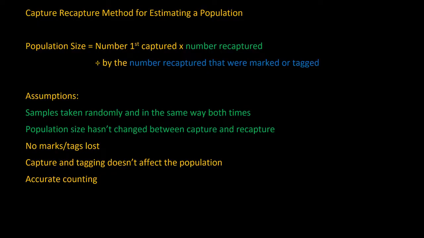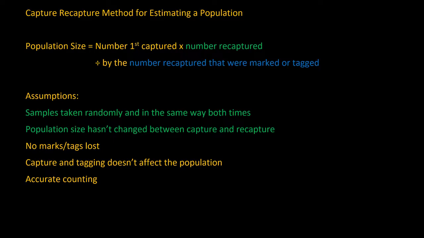The recapture method is used to estimate a population when it's impossible to actually count the entire population. There is a formula, so that's one way you can use it. The population size is equal to the number first captured in the first sample times the number in the second sample, divided by the number that were recaptures that were marked or tagged in some way. We'll do some examples in a minute and I'll talk it through in a slightly different way, but you can just memorise the formula if you want to.